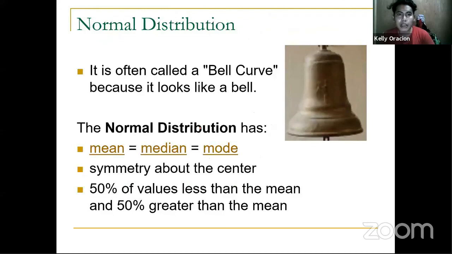Now, let's proceed. Normal distribution is often called a bell curve because it looks like a bell. If you're going to graph it, it looks like a bell. The normal distribution has mean, median, mode, symmetry about the center, 50% of values less than the mean, and 50% greater than the mean.